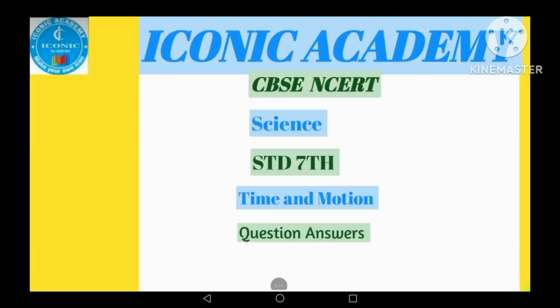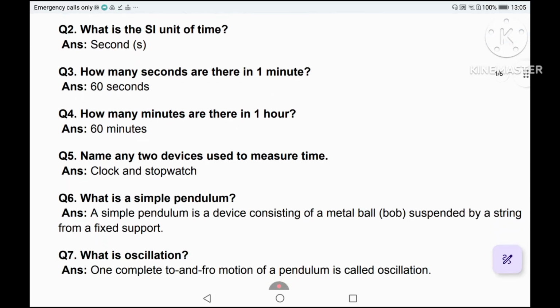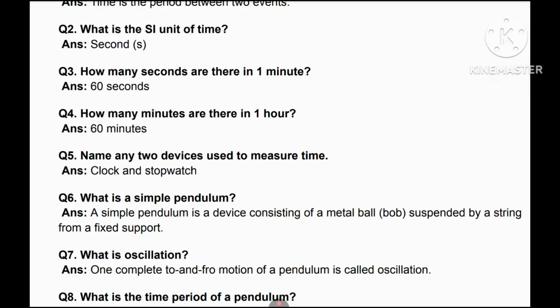Today I am going to show you the question and answers of Science Standard 7 Time and Motion. These are the very short answer questions. What is time? Time is the period between two events. What is the SI unit of time? Second. How many seconds are there in 1 minute? 60 seconds. How many minutes are there in 1 hour? 60 minutes.